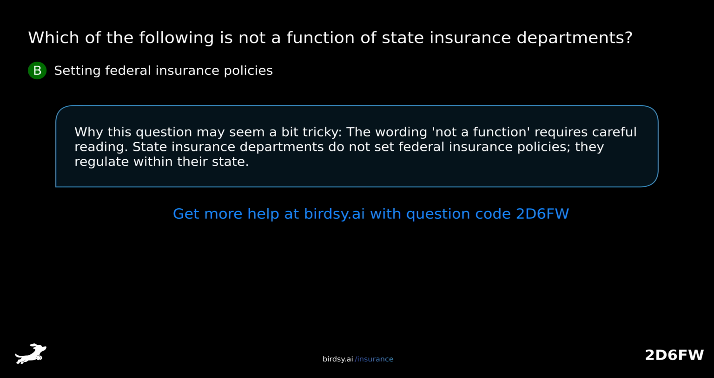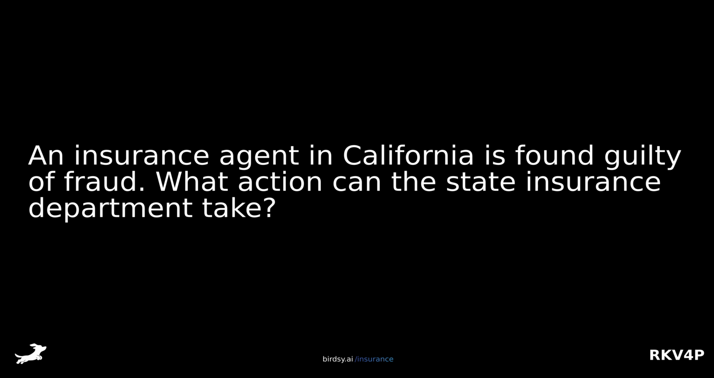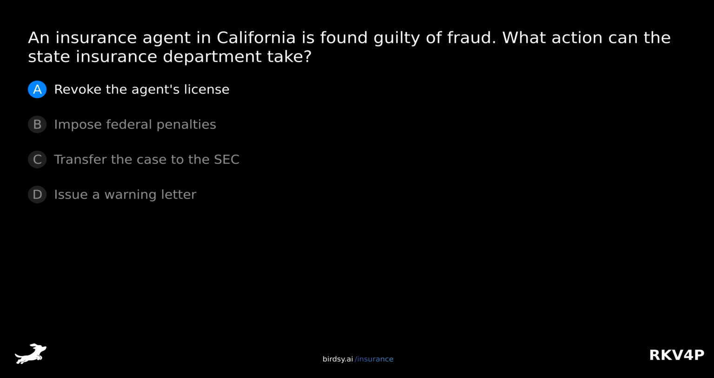Why this question may seem a bit tricky: the wording "not a function" requires careful reading. State insurance departments do not set federal insurance policies, they regulate within their state. An insurance agent in California is found guilty of fraud. What action can the state insurance department take? Is it A, revoke the agent's license, B, impose federal penalties, C, transfer the case to the SEC, or D, issue a warning letter? The answer is A, revoke the agent's license.